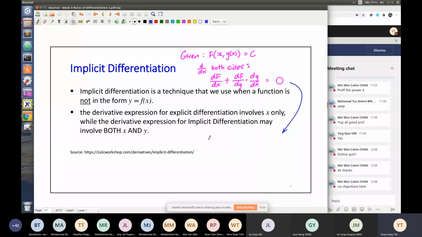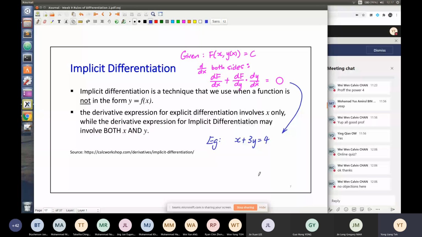Example. Let me just use a simpler example first before anything. So let's say we have x plus 3y equals to 4. Let me just demonstrate this using a simple example. Of course, you can rewrite into explicit form and then you get the answer. But let me show you how you are also able to get the answer using the implicit differentiation.